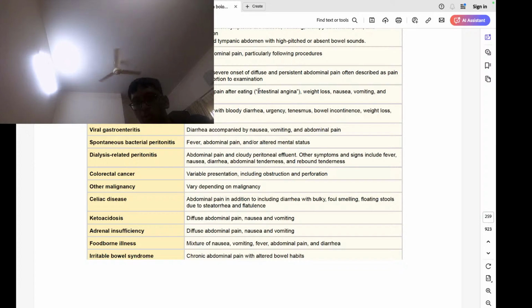Colorectal cancer has a variable presentation, including obstruction and perforation. Other malignancies vary depending on the malignancy. Celiac disease: abdominal pain, including diarrhea with bulky, foul-smelling floating stools due to steatorrhea, and flatulence.